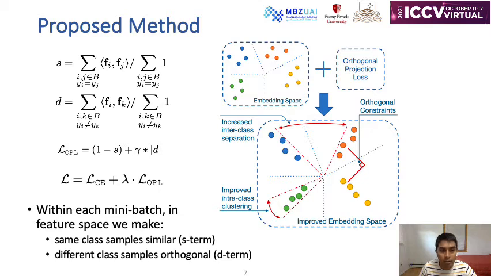And OPL is directly used in line with cross entropy loss. And as explained in the diagram, OPL increases interclass separation while improving intraclass clustering.